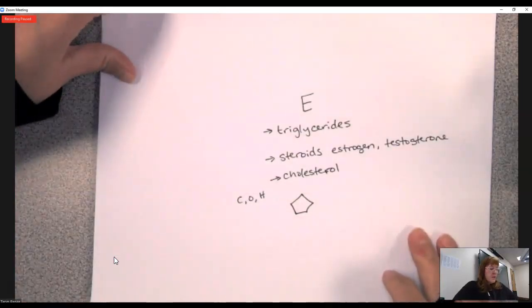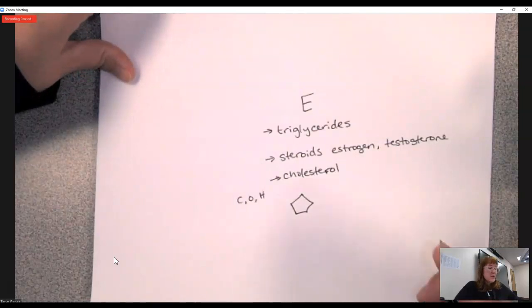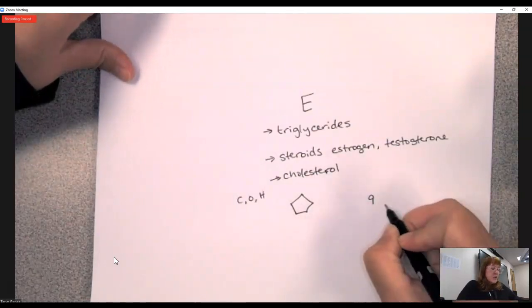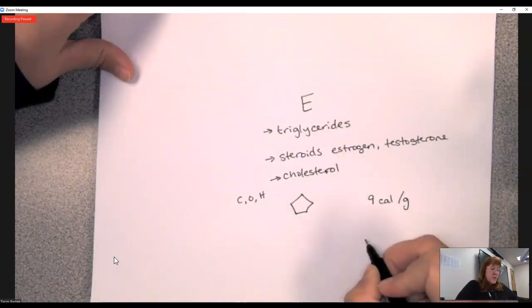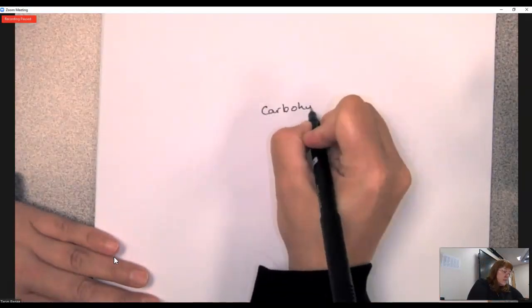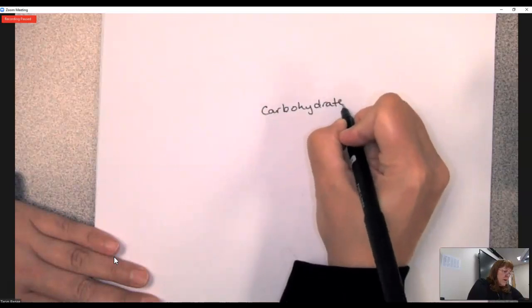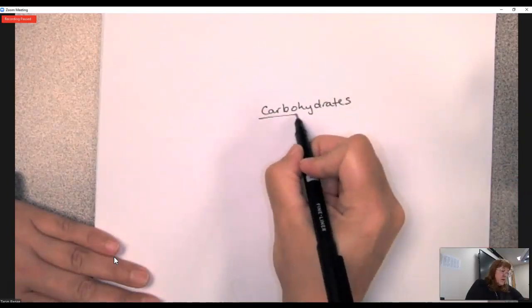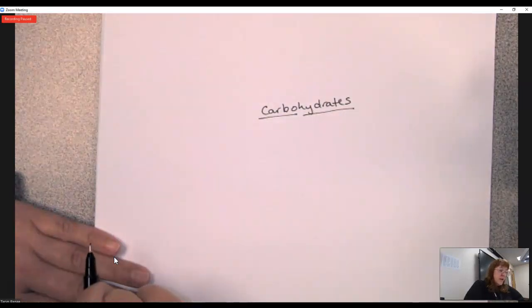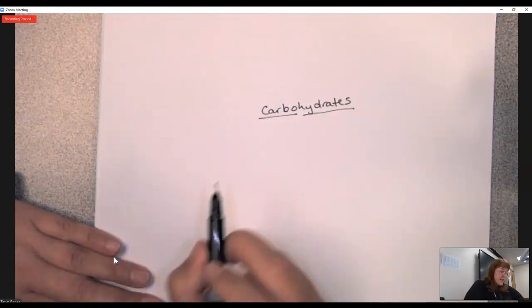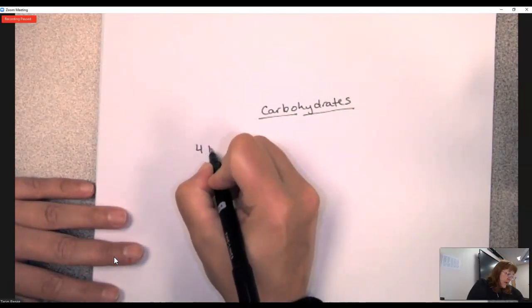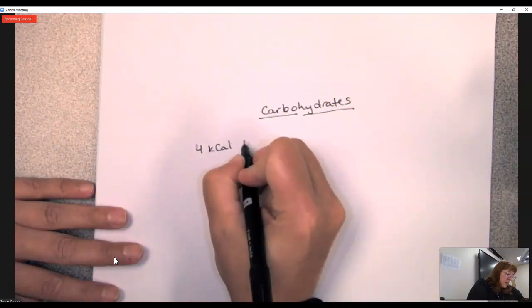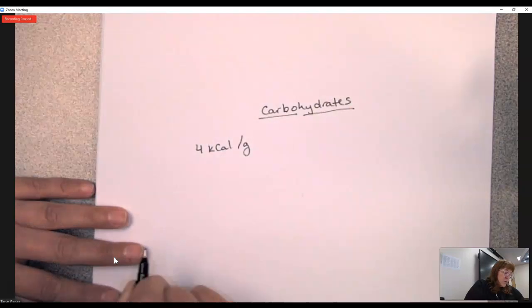So again, lipids are essential, they're not evil, but because they contain so much energy, they actually contain 9 calories per gram as opposed to 4 when we are looking at carbohydrates. So our second molecule is carbohydrates, and carbon and water is pretty much what that says. Carbs aren't bad either, but they contain 4 calories or kilocalories per gram as opposed to 9.